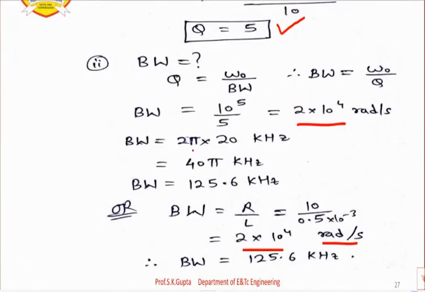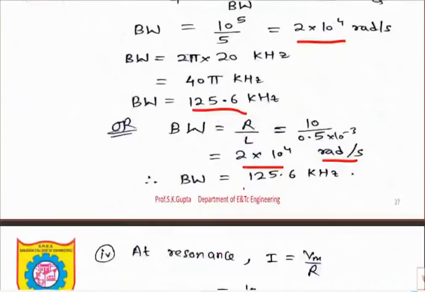And in hertz, bandwidth will be 2 pi into omega naught. So 2 pi into 2 into 10 raised to power 4, it comes out as 125.6 kilohertz.